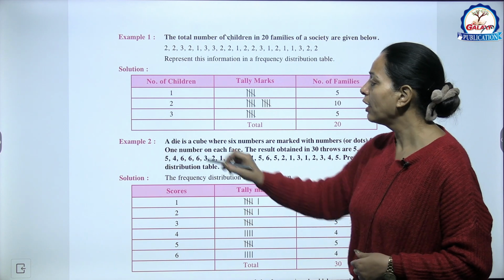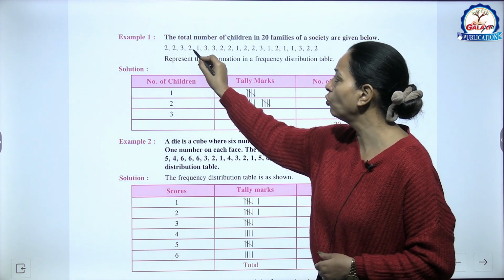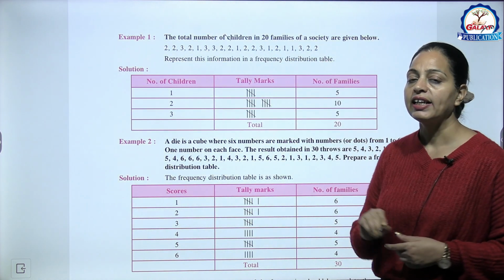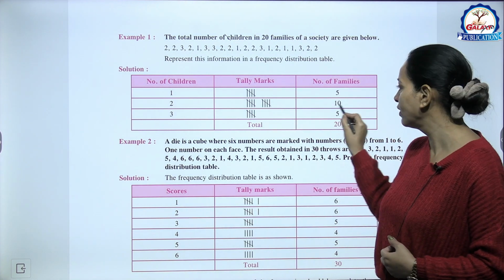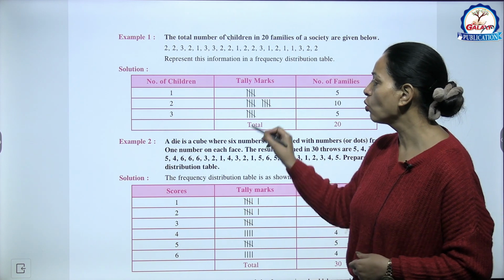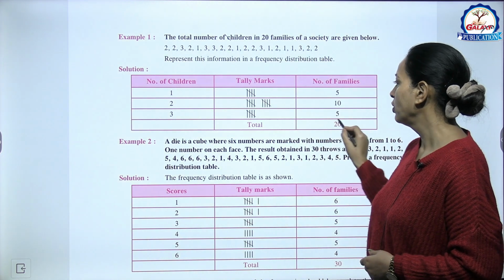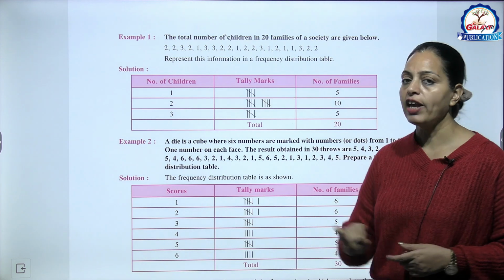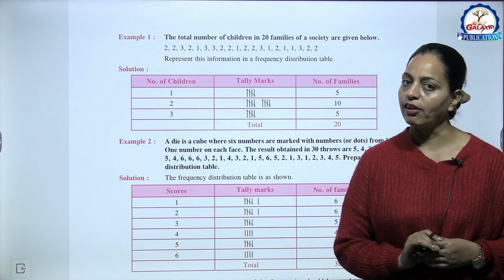Okay, then number of children 2. So how many families? 1, 2, 3, 4, 5, 6, 7, 8, 9, 10. 10. So we can make 2 bunches of 5, 5 like this. Okay, then the next we have 3. So how many times? 1, 2, 3, 4, 5. Okay, and sum total is 20. It means we have taken all the numbers. It means this is correct.